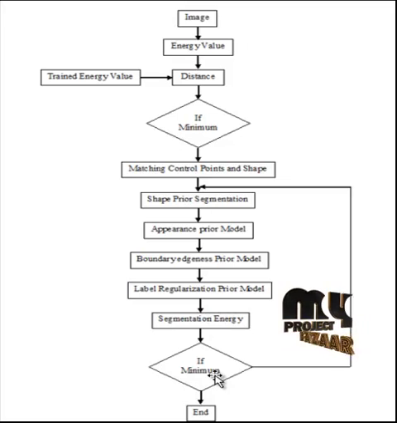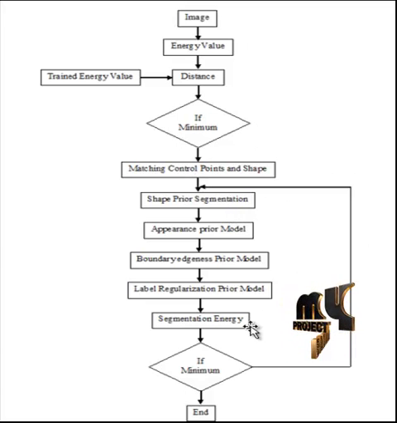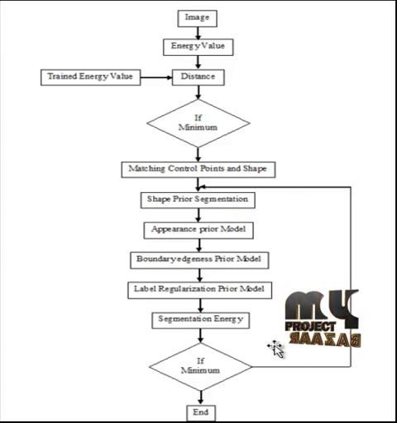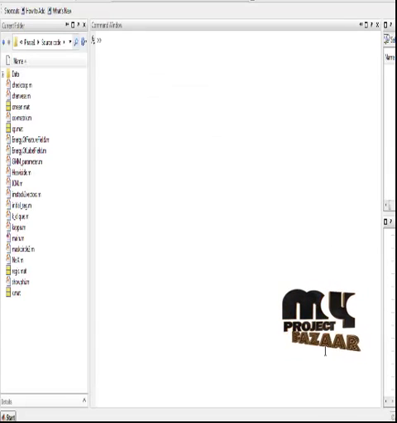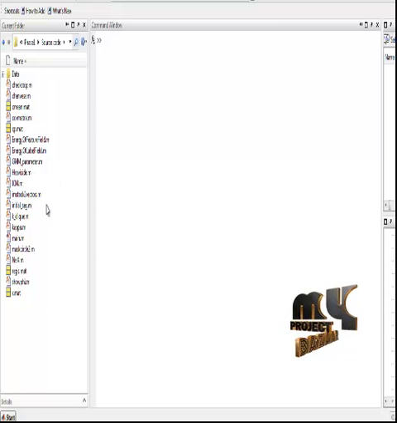This identified segmentation energy is checked to be minimum. If the segmentation energy is minimum, then the process ends; otherwise the process is repeated again by giving the shape obtained at this stage as input to the shape prior segmentation model. So this is the overall execution of the process, starting from the selection of the image up to the final segmentation of the image. Let us see the running procedure of the process.